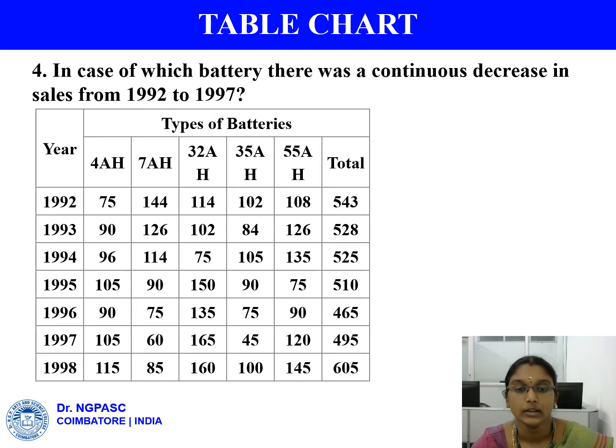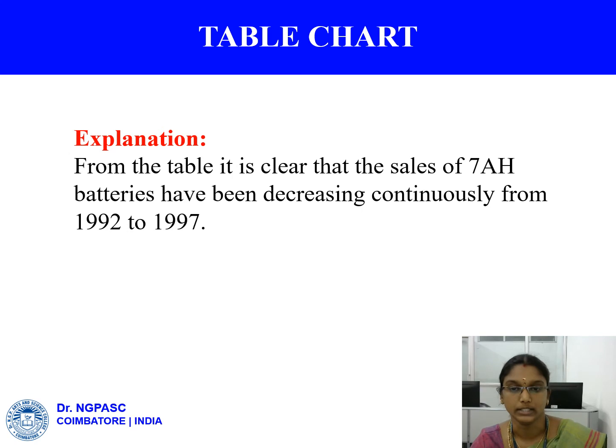Next, in the case of which battery was there a continuous decrease in sales from 1992 to 1997? See the table. The 4 Ah increased in 1993 and 1994 also. And the 7 Ah continuously decreases from 1992 to 1997. So the answer is 7 Ah. From the table it is clear that the sales of 7 Ah batteries have been decreasing continuously from 1992 to 1997.